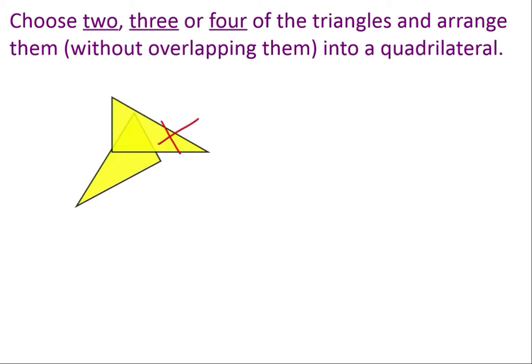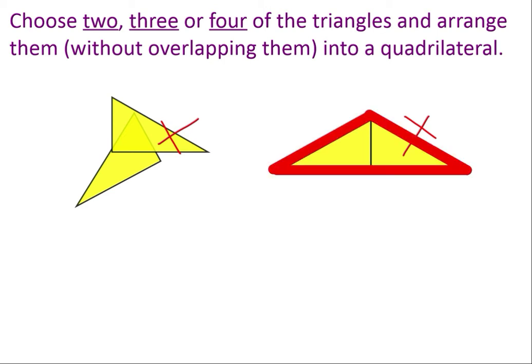So if you chose 2 of the triangles and arranged them like this picture, that would be wrong. For a start, they're overlapped. And secondly, they haven't made a 4-sided shape, so that's definitely not good. This one is also wrong, because although 2 triangles have been joined together without overlapping, which is good, the overall shape formed is a triangle and not a quadrilateral. You need to join your triangles together to make a quadrilateral.